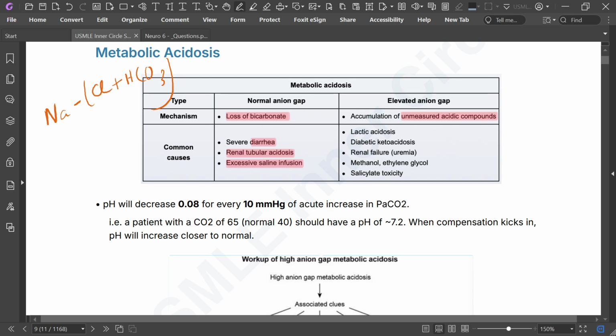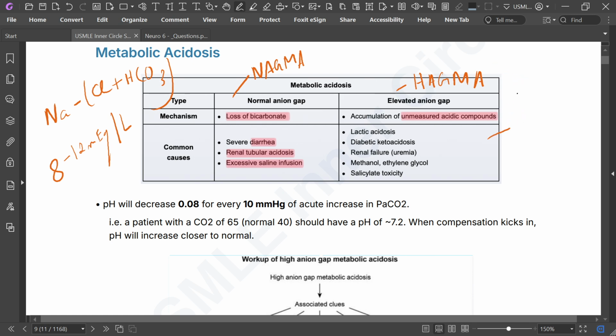So normal anion gap is 8 to 12 milliequivalent per liter. So on the basis of anion gap, it is divided into NAGMA, that means normal anion gap metabolic acidosis, and HAGMA, high anion gap metabolic acidosis.